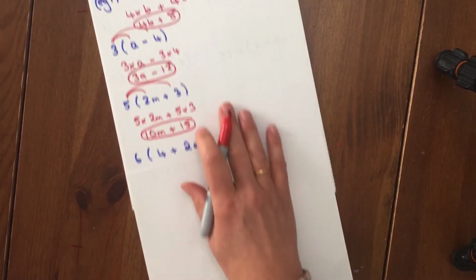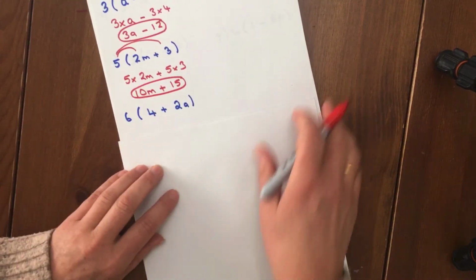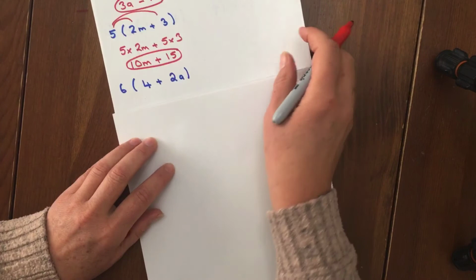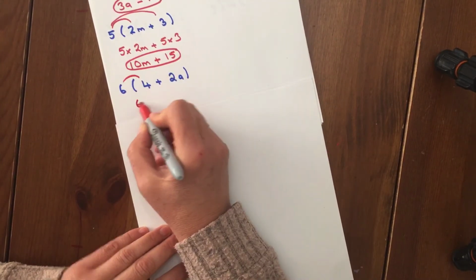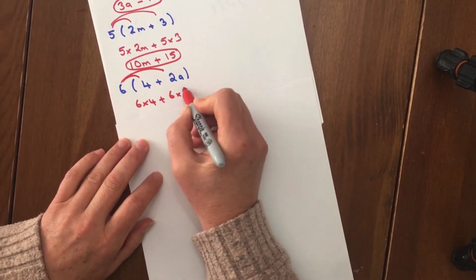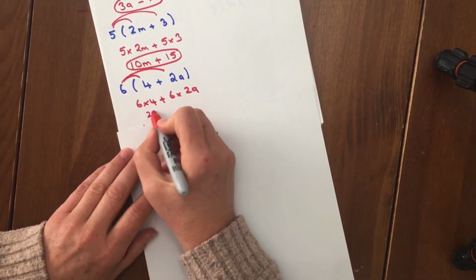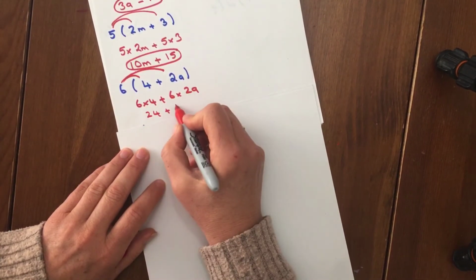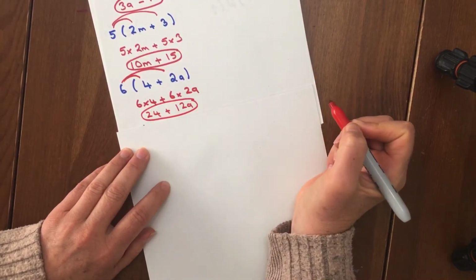Last example before you're going to have a go at doing some of your own. 6 times 4 plus 6 lots of 2a. 6 times 4 is 24, plus 6 lots of 2a is 12a, and there's my end answer.